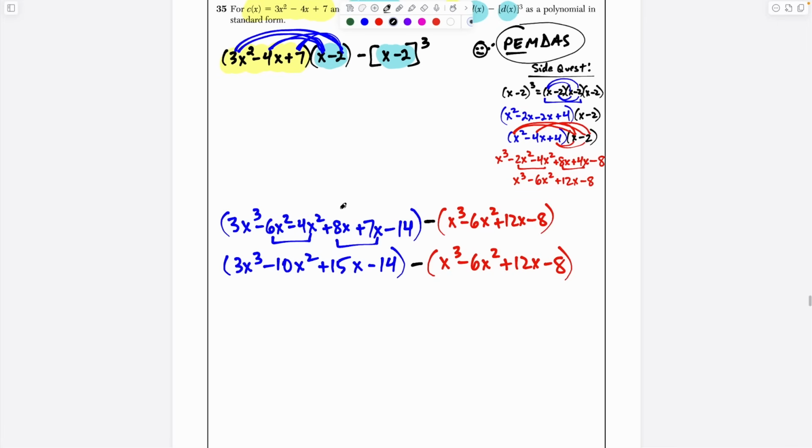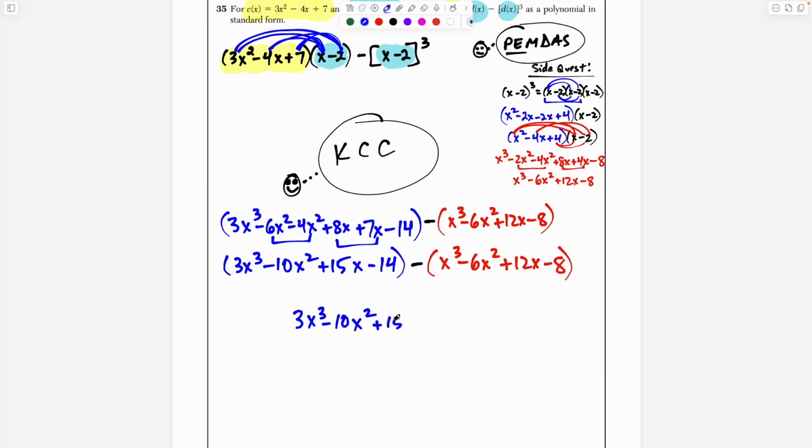The next thing I'm thinking about is the process keep, change, change. When you're subtracting polynomials, you could keep the first polynomial the same. You change the operation to addition, and then you change the sign of all the numbers inside the second set of parentheses. So here, what I'm going to do is write out 3x to the third, minus 10x squared, plus 15x, minus 14, and then once again, I'm changing this operation to addition.